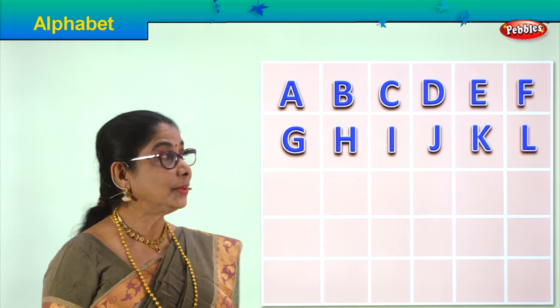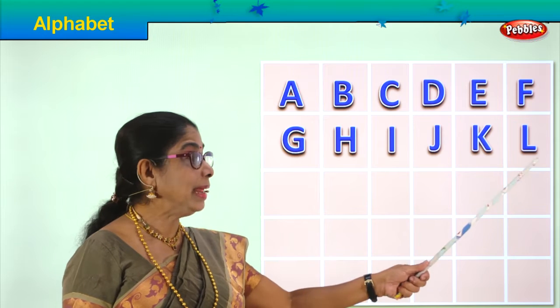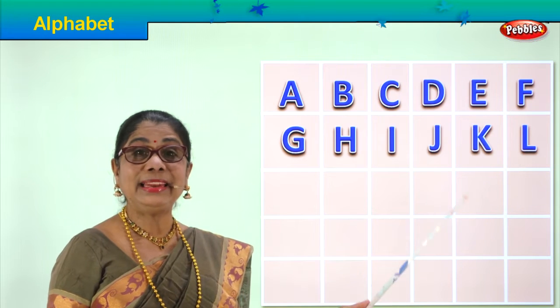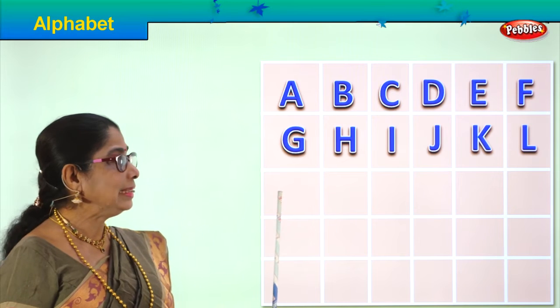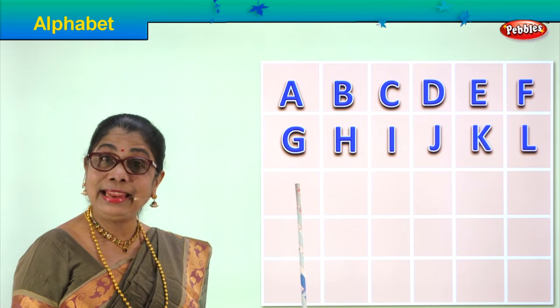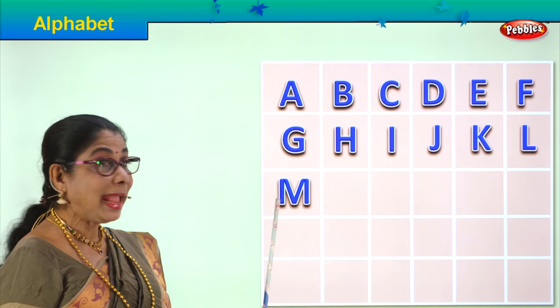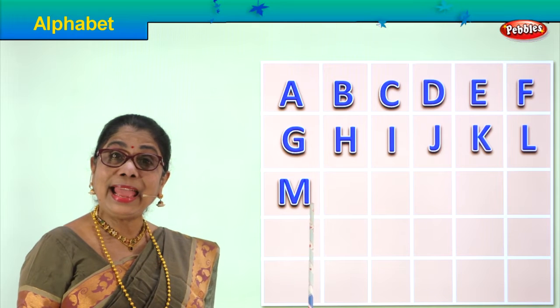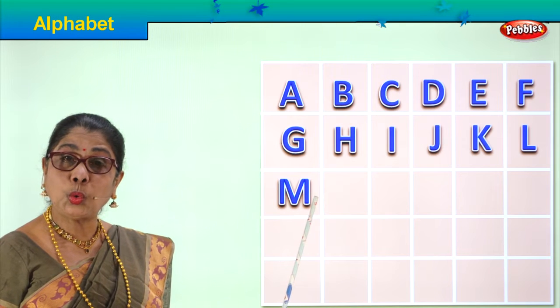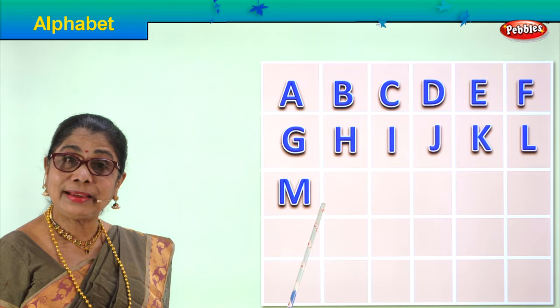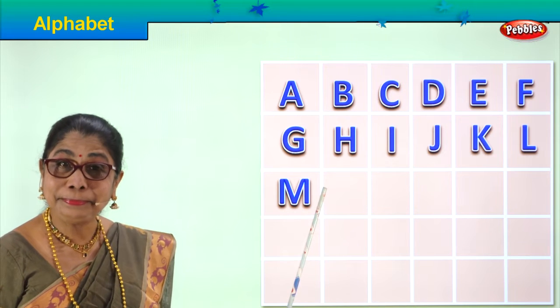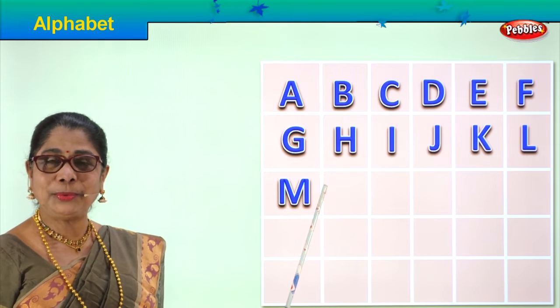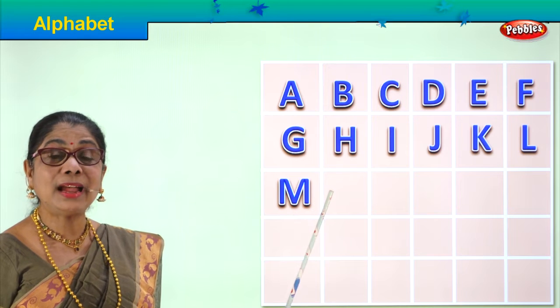Good. So, we've gone through this. Some letters are very easy to write. Some are a little difficult, but we will do it slowly. And the next letter after L is M. Letter M, mango. And what is the sound of letter M? Mummy, mango. Letter M, sound M.